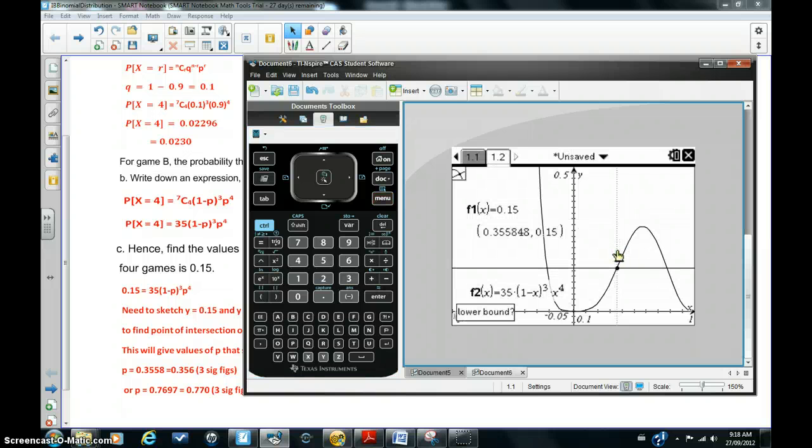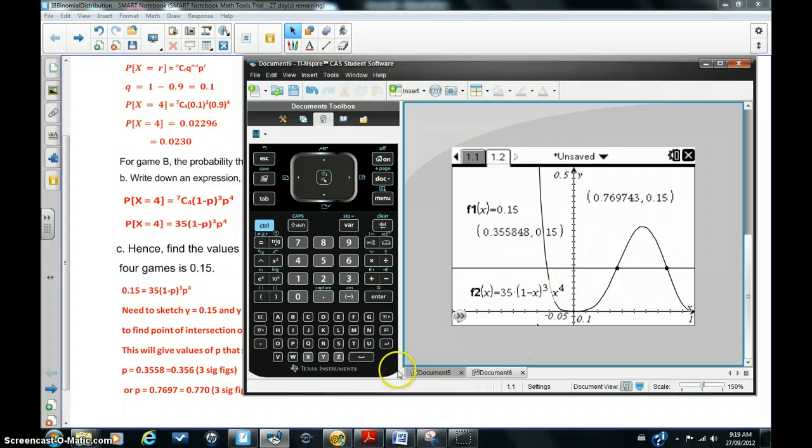And again, you can see my vertical line, only this time it's got lower bound, you can see in the bottom left corner. I'm going to hit enter there, and now I'm going to drag to the right of that point of intersection, hit enter again, and I've got a point here, and I'm just going to move it across, and there it is, 0.769743. So those are my two answers. p must be between 0 and 1, so we have two answers between 0 and 1. Remember, a probability can't be less than 0 or bigger than 1.